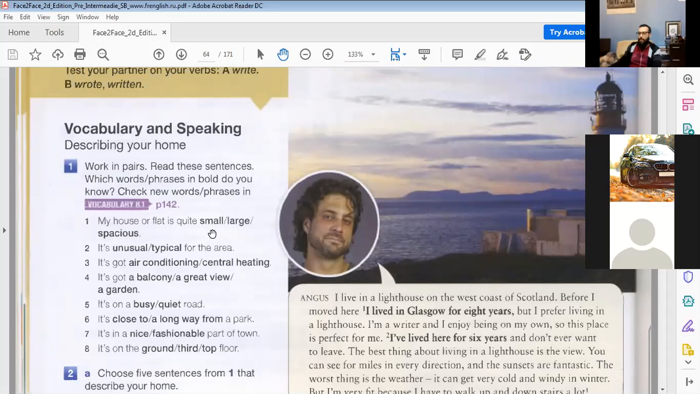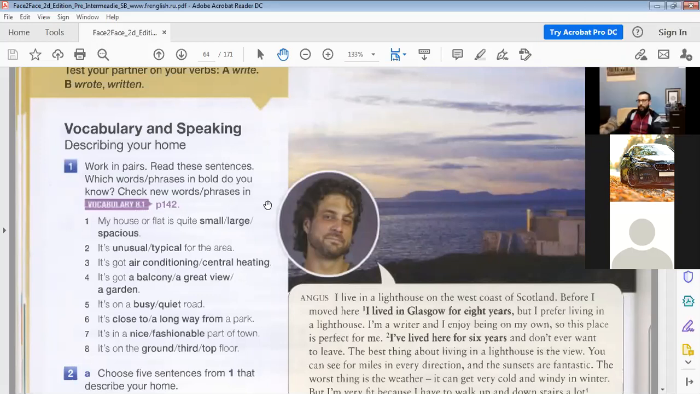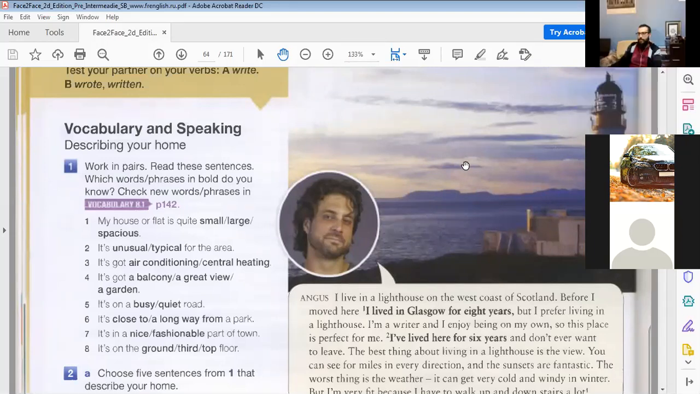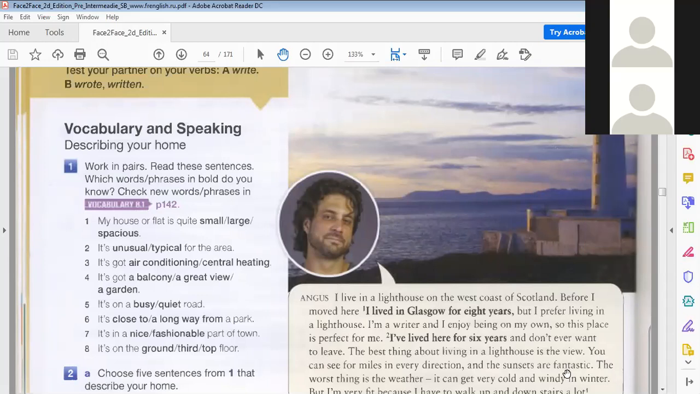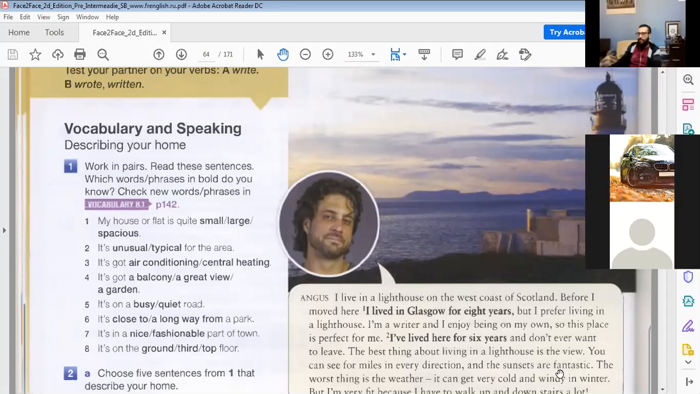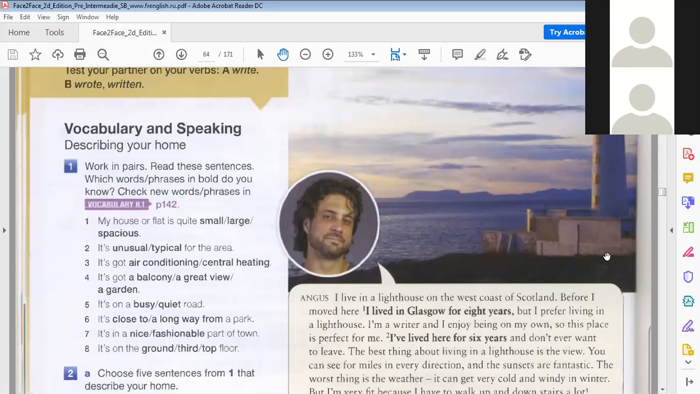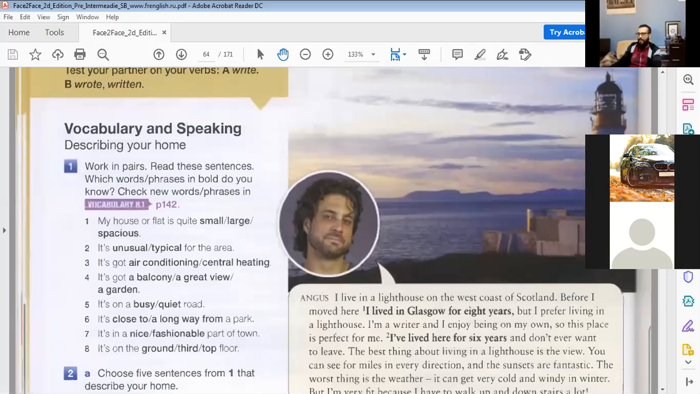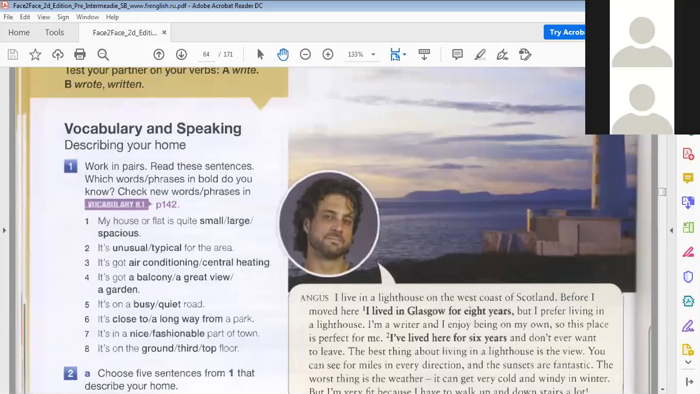Everybody knows what small and large means, but what does this word mean, spacious? Yes, Sumaya, do you have a question? Can I ask what's the difference between a flat and apartment? Good question. Who can answer Sumaya's question? What's the difference between an apartment and a flat? Does anybody know? Or is it maybe the same thing?